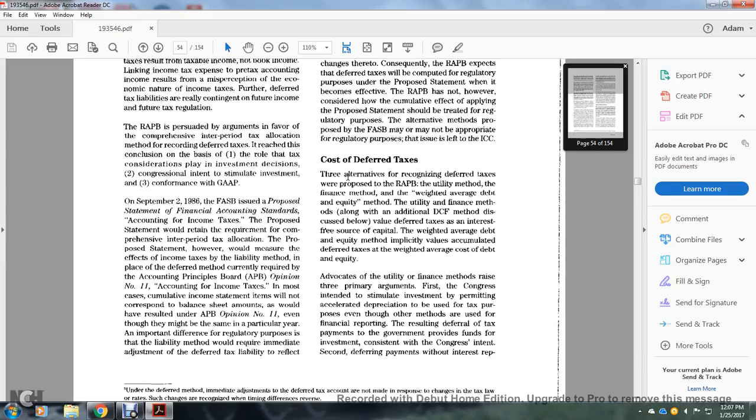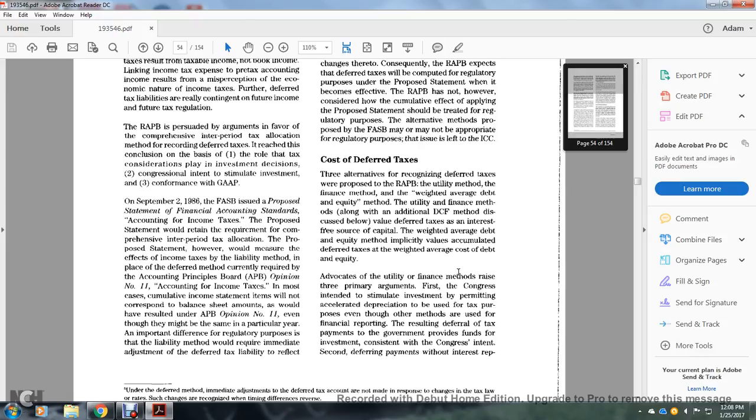The cost of deferred tax. The three alternatives for recognizing deferred taxes proposed by the Railroad Accounting Principles Board are the ultimate method, the financial method, and the weighted average equity method, the utility financial method, along with the additional DCF method disclosed below. Value of deferred taxes: interest-free source of capital, the weighted average of debt and equity method, the implicit value of the accumulated deferred taxes, and the weighted average cost of debt and equity.